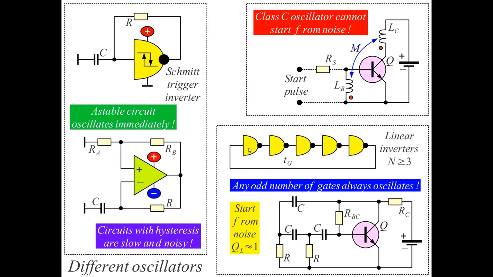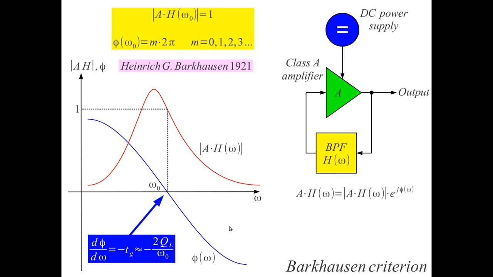These circuits actually contain class A amplifiers. They contain class A amplifiers, and they start from noise from the transistor, noise from the logic gates. But the Q is very low. The loaded Q of such a feedback is in the range of 1. Only if we had here a very large number of inverters, the Q would grow, because the Q with the increasing group delay is also growing here.